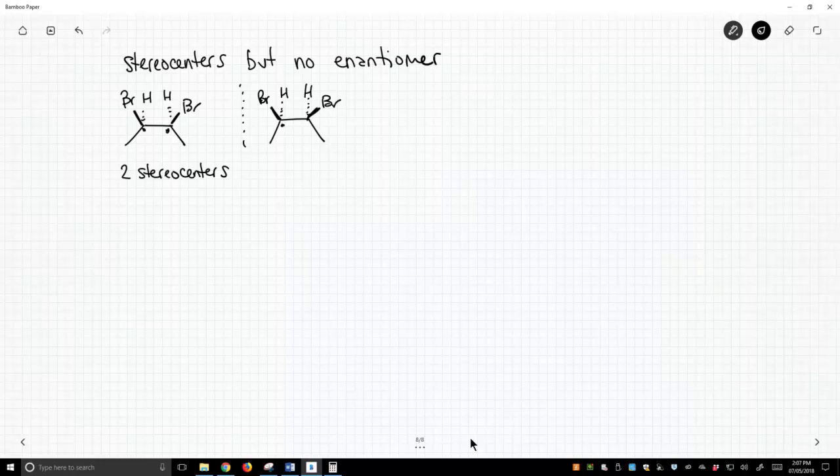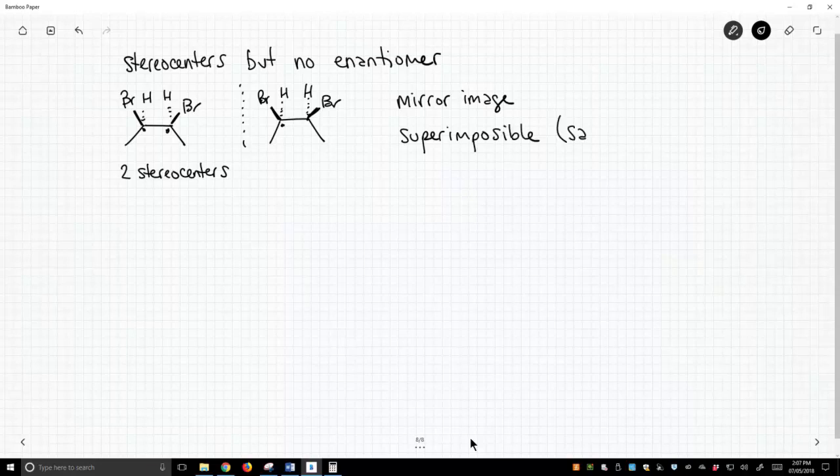But what do you notice about this mirror image? It is a mirror image, but it's superimposable. And we said superimposable is simply a fancy way of saying it's the same. Well, if two structures are the same, they are not isomers of one another. They are simply the same molecule. So here is a case where the molecule has stereocenters, but you can't draw an enantiomer.